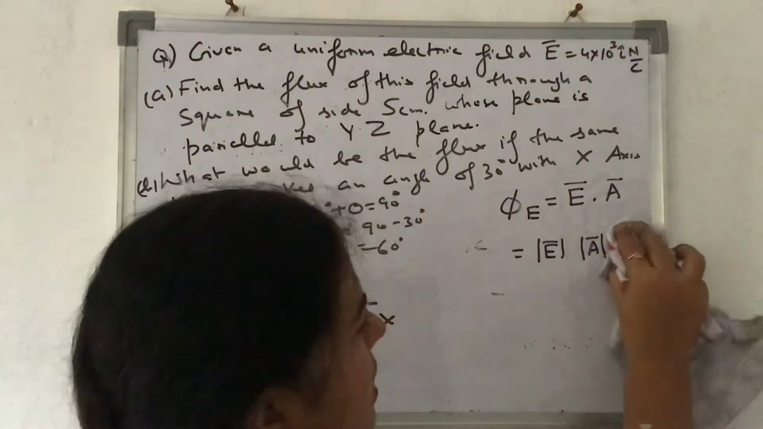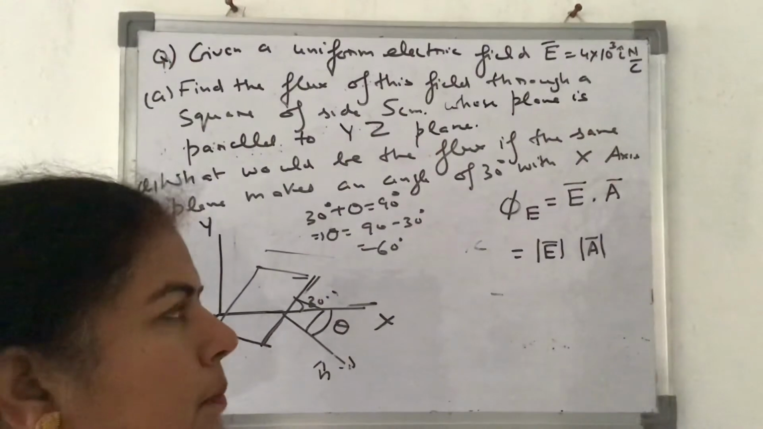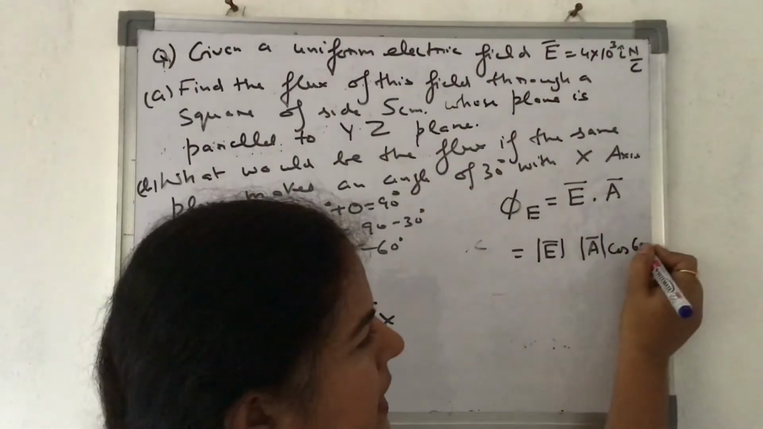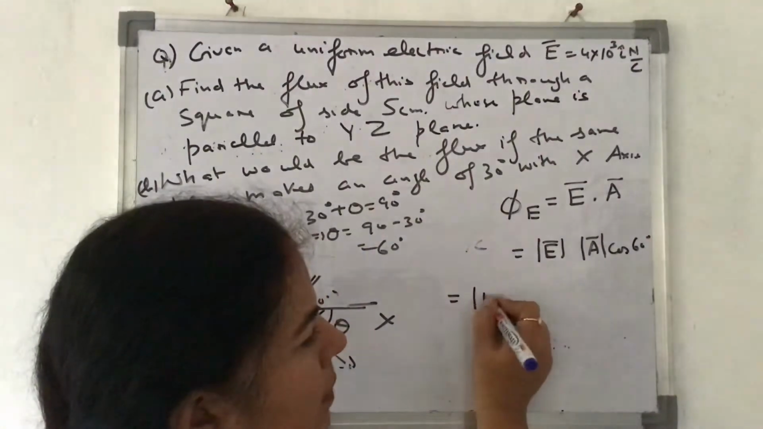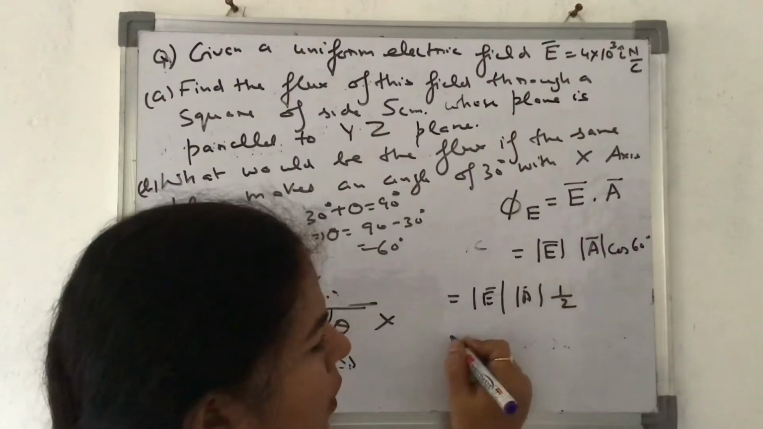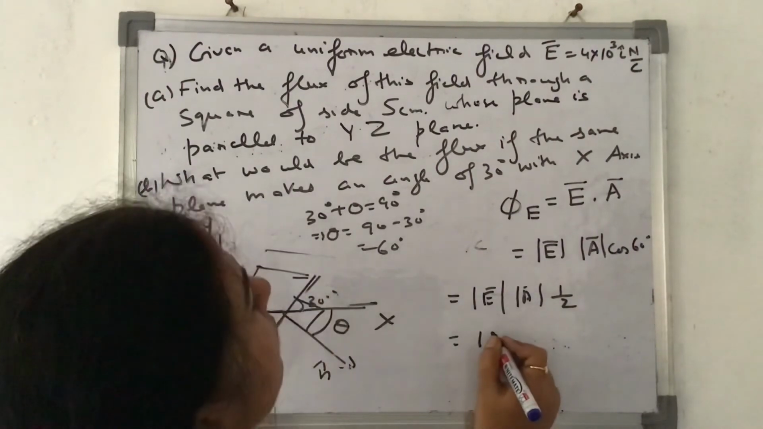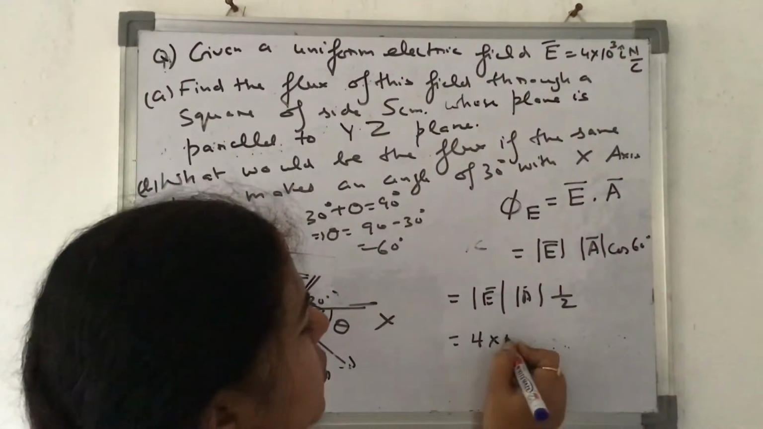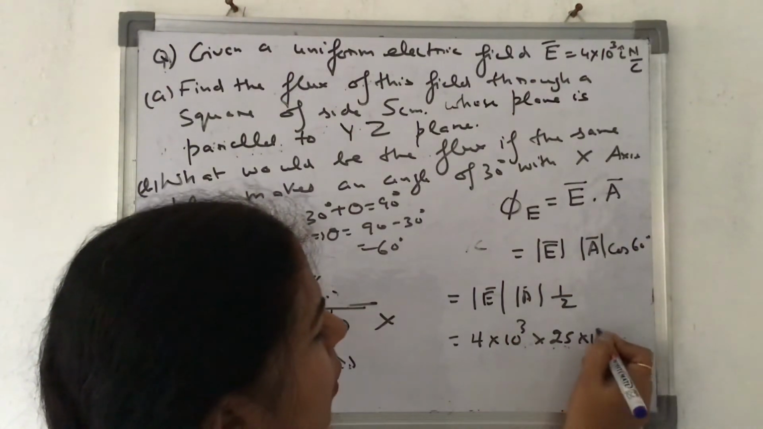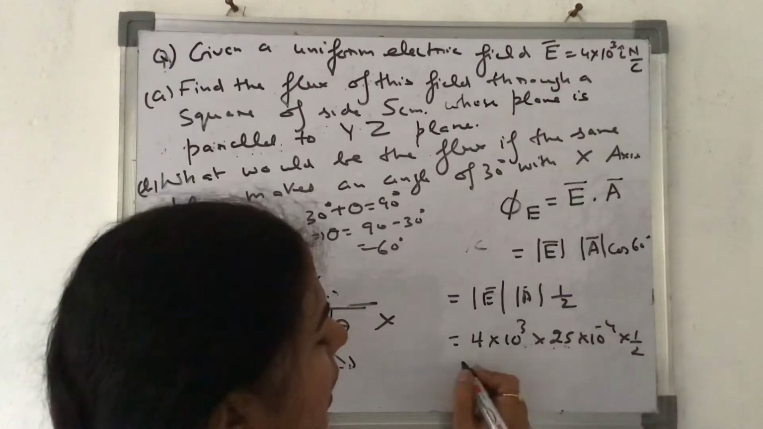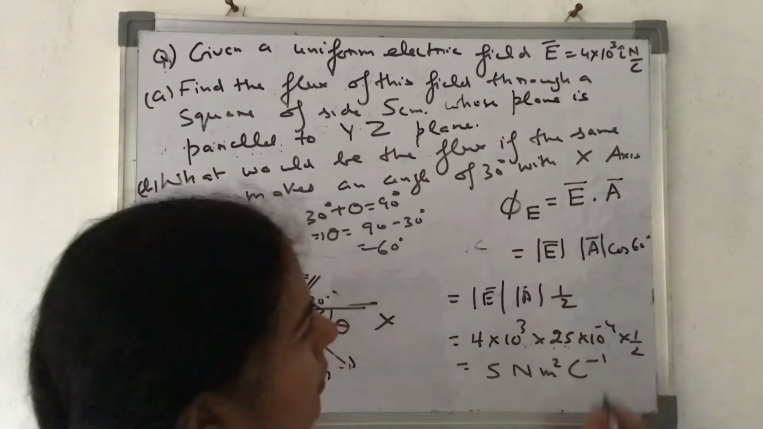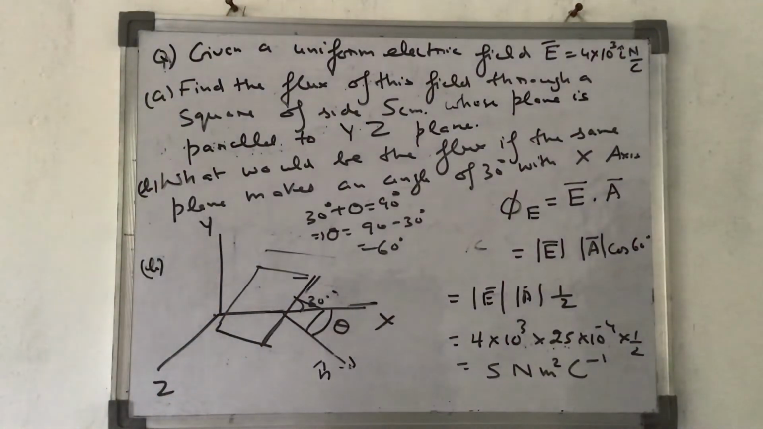So we will have to change this thing. The formula remains the same. E dot A is equal to magnitude of E, magnitude of A, cos of now 60 degree, which is half. So it becomes 4 into 10 raised to power 3 into 25 into 10 raised to minus 4 into half, which is equal to 5 Newton meter square per coulomb.